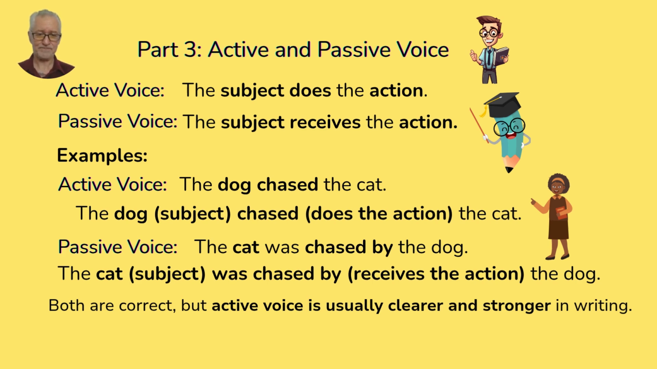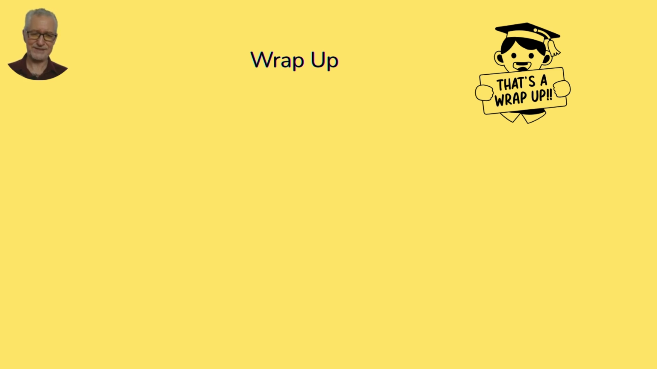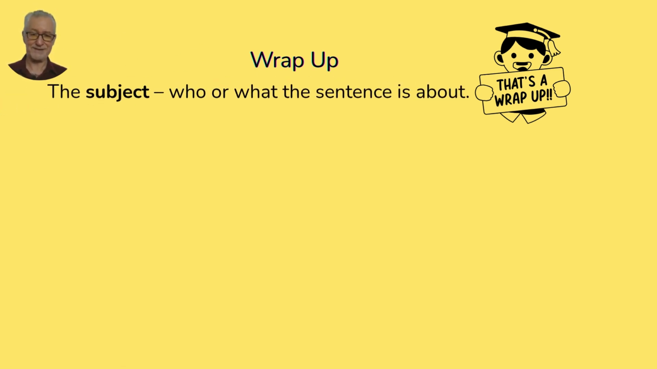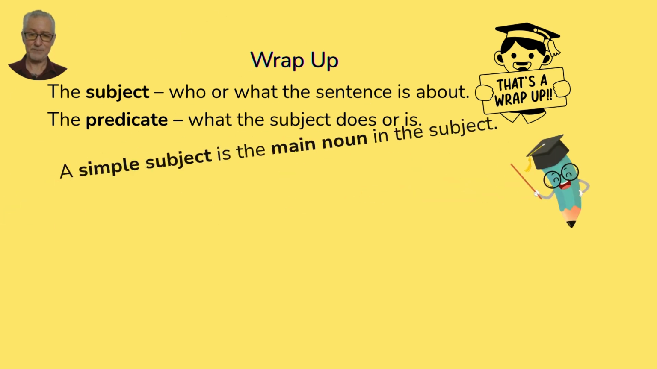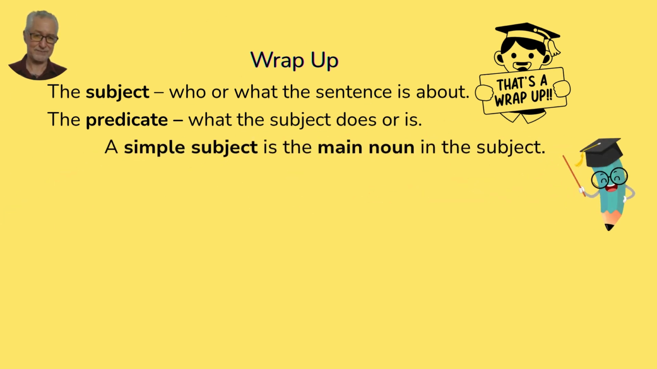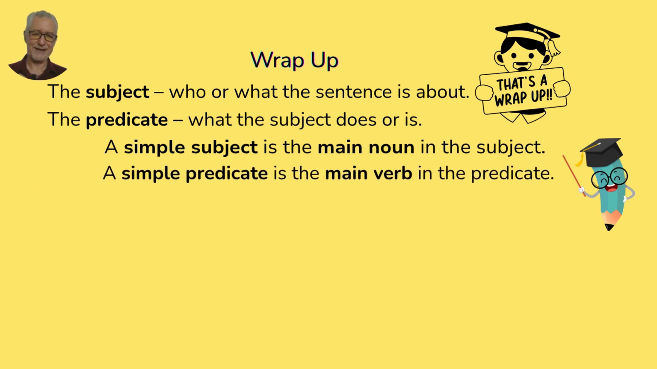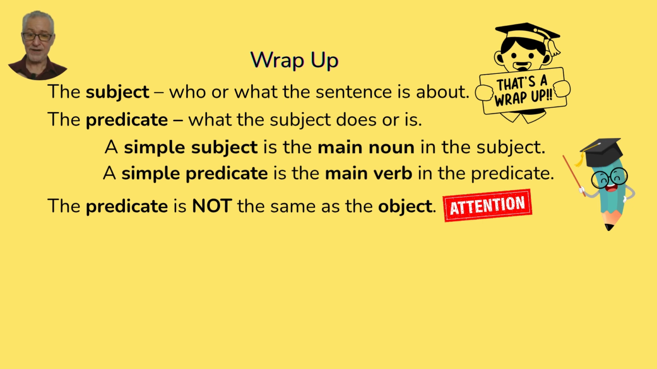Let's wrap up sentences 3. Okay, the subject is who or what the sentence is about. The predicate is what the subject does or is. So the predicate is everything else that is not the subject. A simple subject is the main noun in the subject, and a simple predicate is the main verb in the predicate. Note, remember, the predicate is not the same as the object. The object is part of the predicate, which includes the verb and the object and everything else that goes with them, but the predicate and the object are not the same thing.